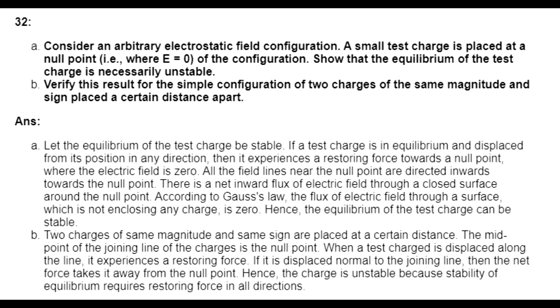Now take two charges of same magnitude and same sign placed at a certain distance. The midpoint of the line joining the two charges is the null point. When a test charge is displaced along the line, it experiences a restoring force. If it is displaced normal to the line joining, then the net force takes it away from the null point. So the equilibrium is unstable, because stability of equilibrium requires restoring force in all directions.